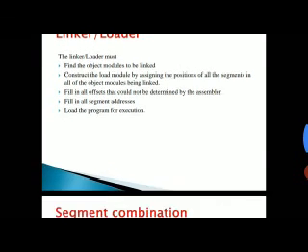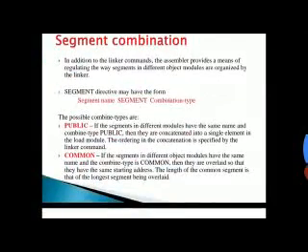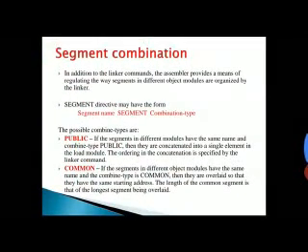Then we can see the segment combination. In 8086, in addition to linking, the linker also performs the segment combination. That is, the segments from various modules are combined by means of a linker. The segment directive may have the form: segment name, space, segment, space, combination type. Then we can see the different combined types.